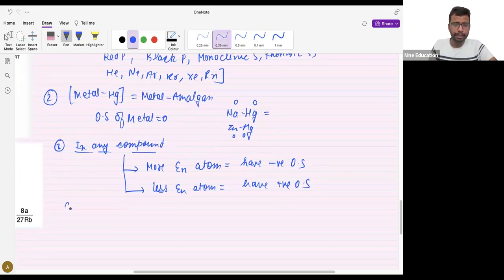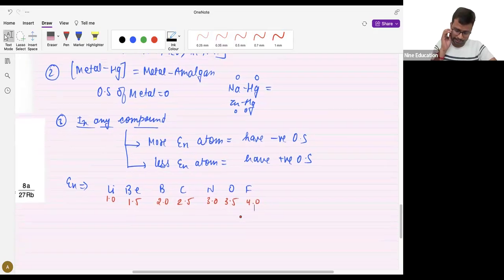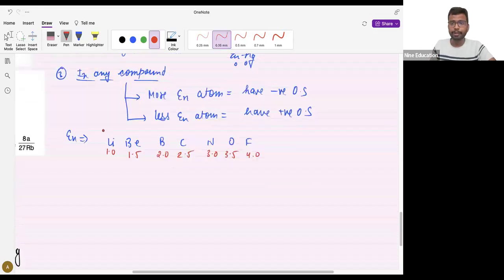Now you know electronegativity. Yesterday we learned about the Pauling scale: lithium, beryllium, boron, carbon, nitrogen, oxygen, fluorine. Lithium was 1.0, beryllium 1.5, and you can do 0.5 jumping each time. Last, fluorine is 4. So you have to remember.